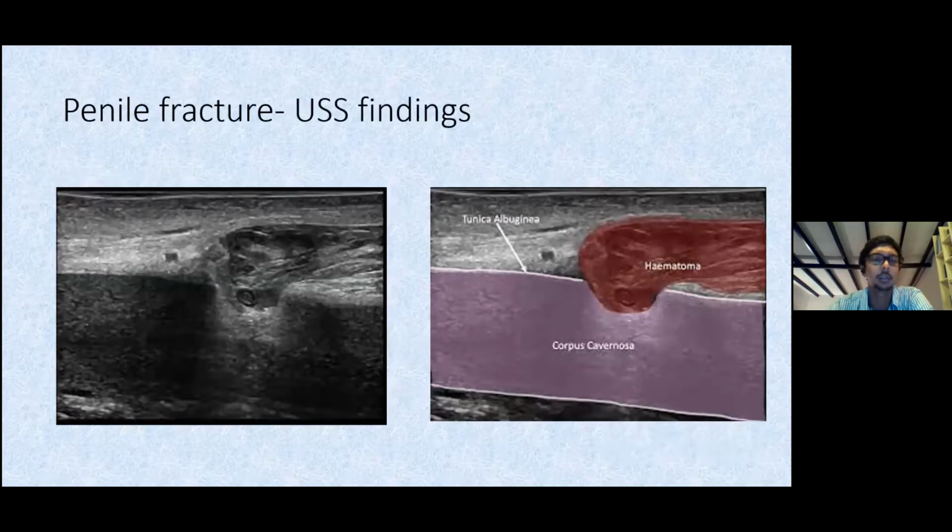This is an ultrasound scan which can be done quite easily with the superficial probe. As you can see, the corpora cavernosa and the hematoma can be visualized, especially helping to localize where the corporal tear is in the swollen penis, so that we can plan our incisions.